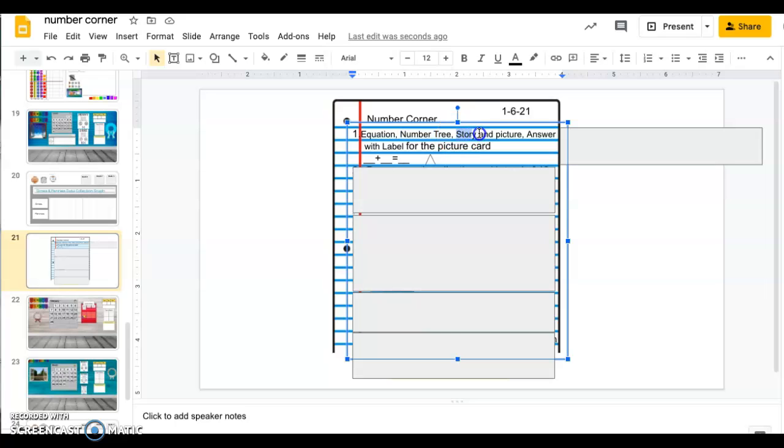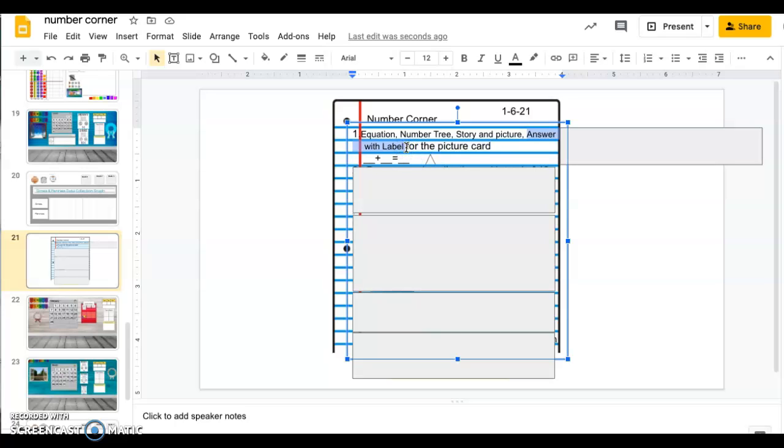Now you're going to write a story and draw a picture that would match. So again, we don't have a topic, so you get to choose your topic, but your numbers have to match the equation and number tree, and your picture will have to match as well. Press pause if you need more time. Then you're going to write your answer with the label.